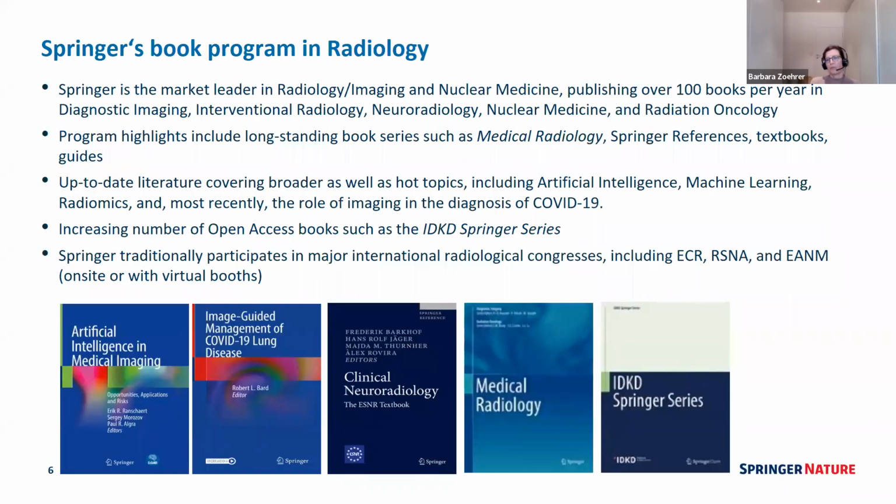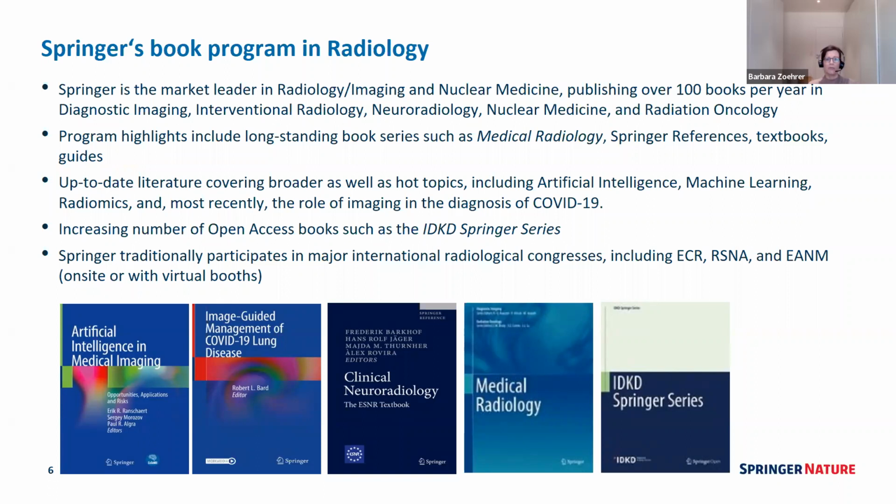So Springer's book program in radiology, which the series is part of, is one of the biggest portfolios in the clinical medicine program, and we are the market leader in imaging, radiology, and nuclear medicine, publishing over 100 books per year in diagnostic imaging, interventional radiology, neuroradiology, nuclear medicine, and radiation oncology.